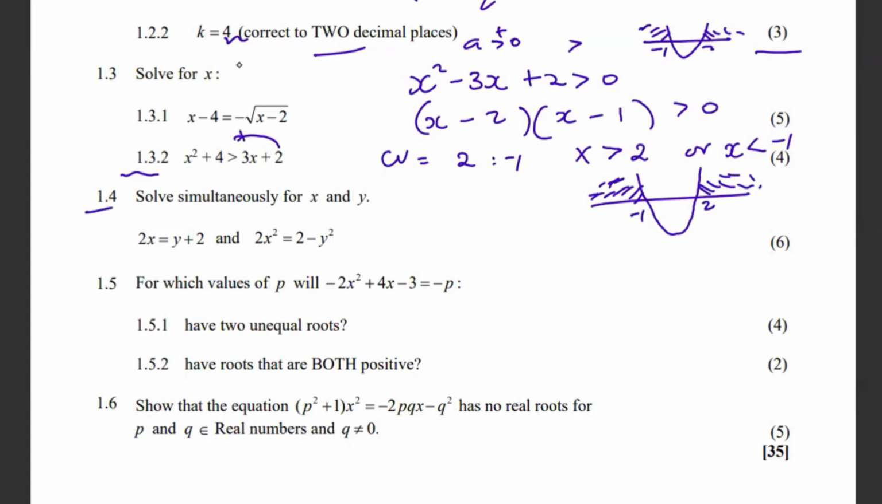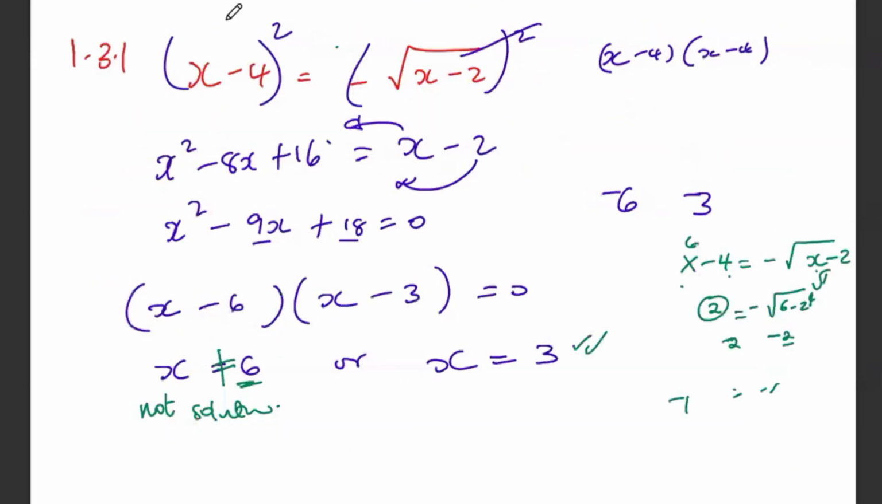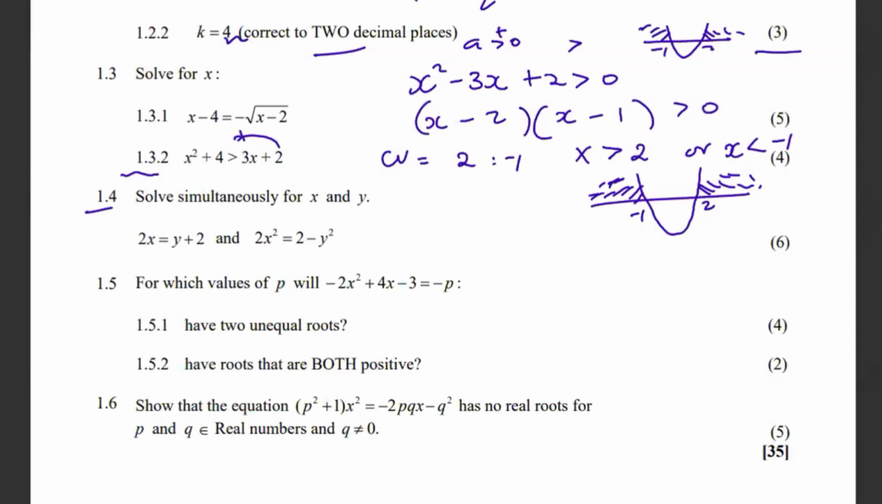Number 1.4, they want us to solve this simultaneously. I'll jot it aside. So 2x is equal to y plus 2. Okay, 2x is equal to y plus 4. No, they said plus 2. Yeah. y plus 2. And then 2x squared is equal to 2 minus y squared.